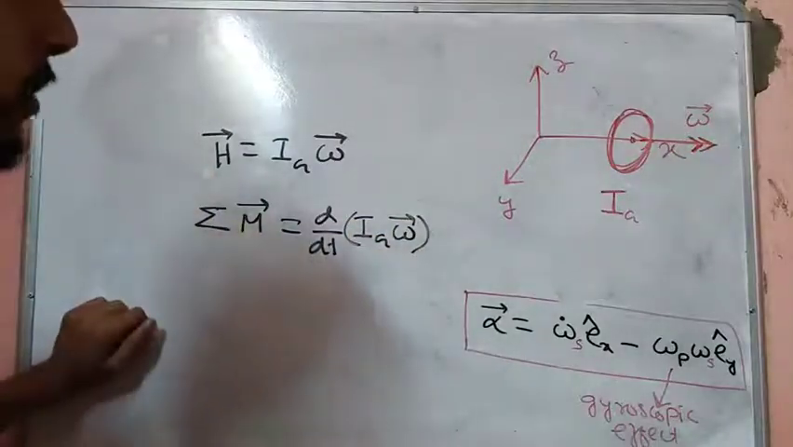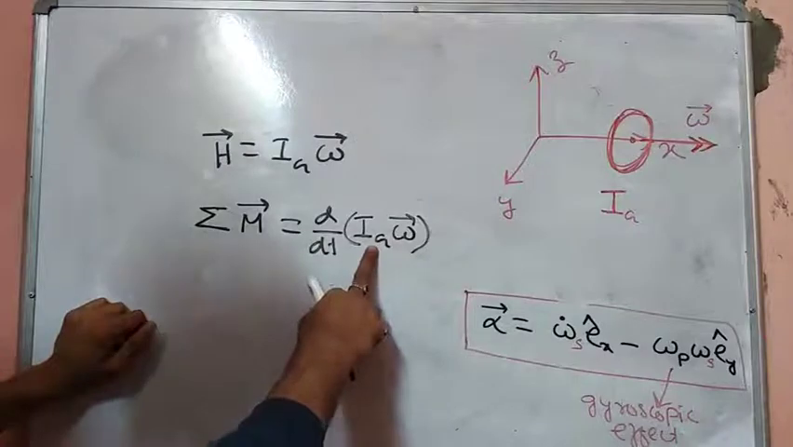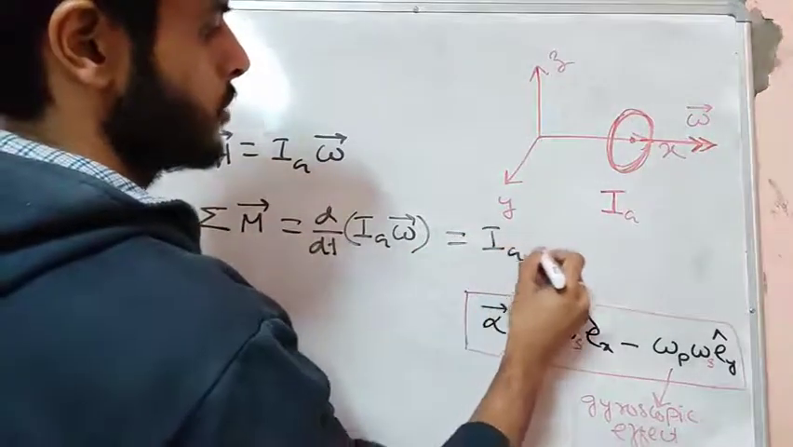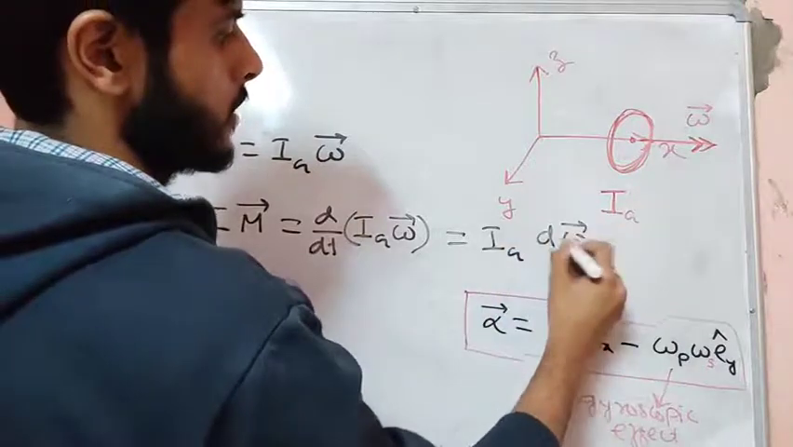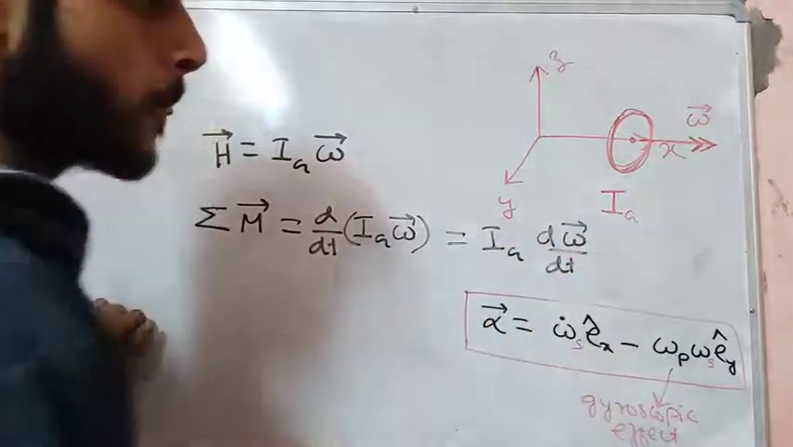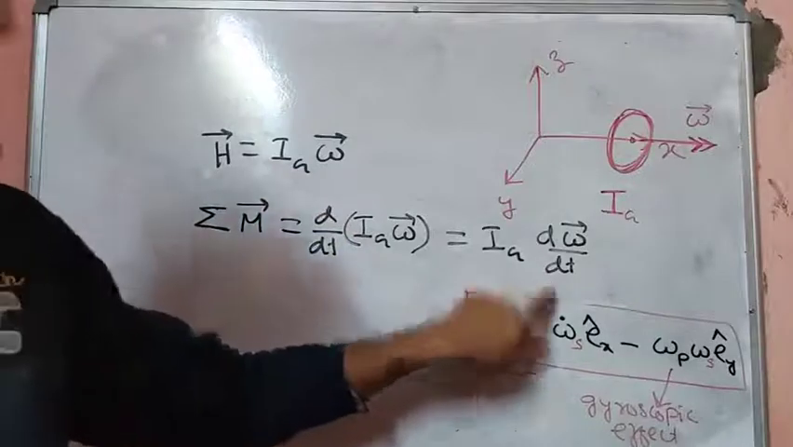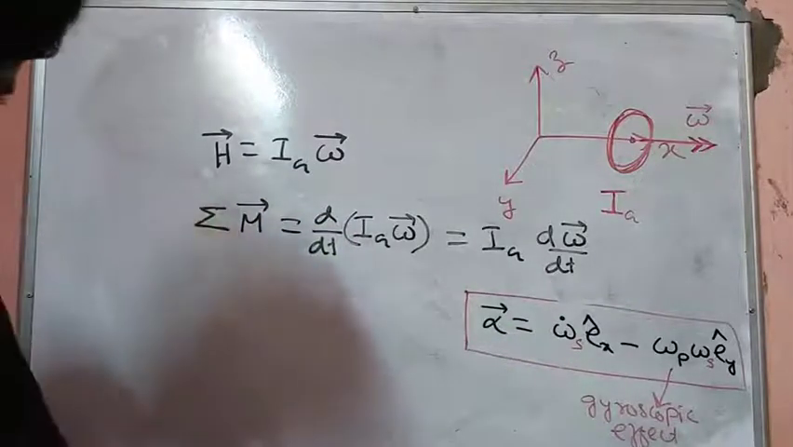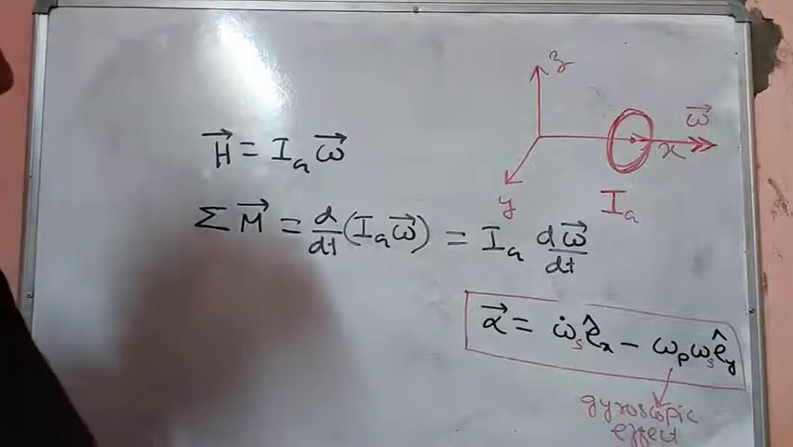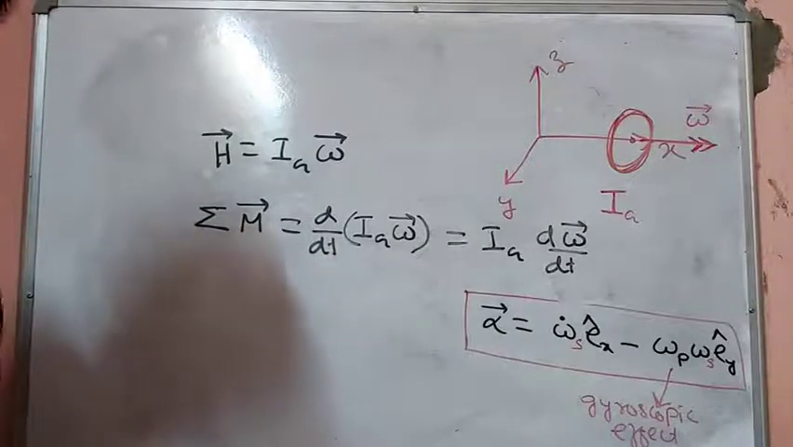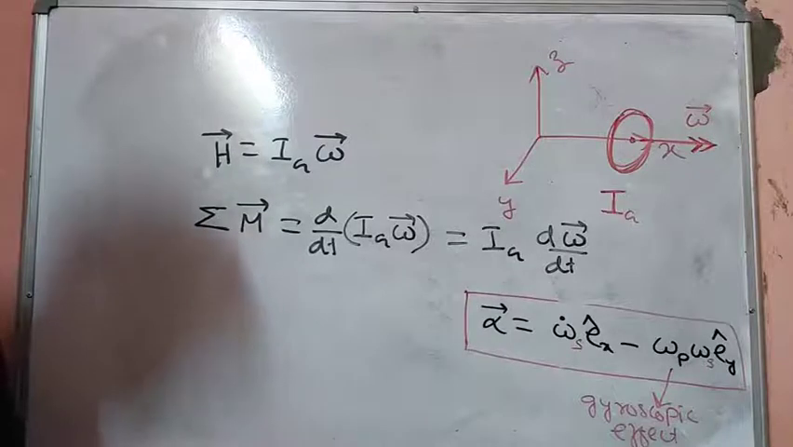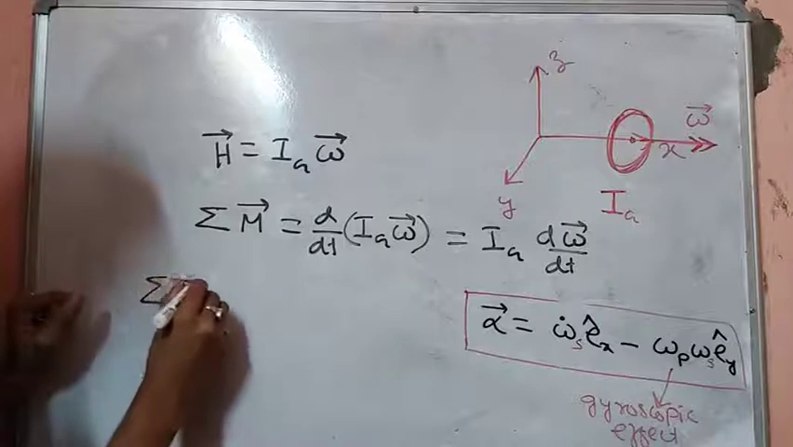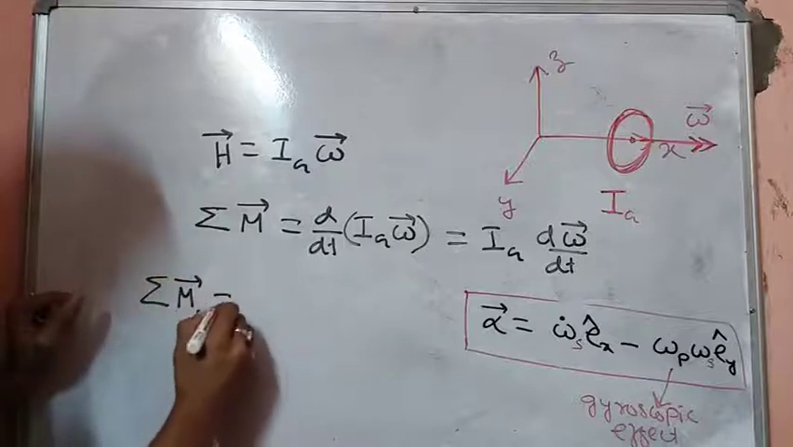Okay, so Ig is constant, it is the moment of inertia. We can take it out: Ig times d/dt of the omega vector, right? So this is nothing but the angular acceleration, which is this. This we have already derived. So the sum of all external moments about the center of mass is equal to what?